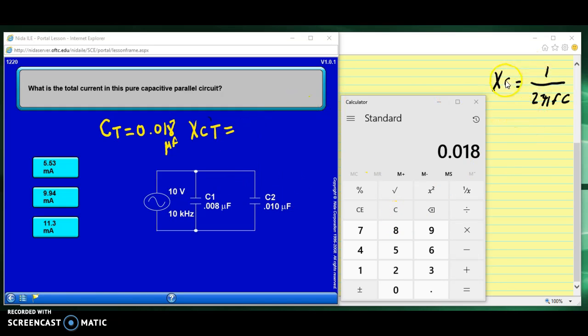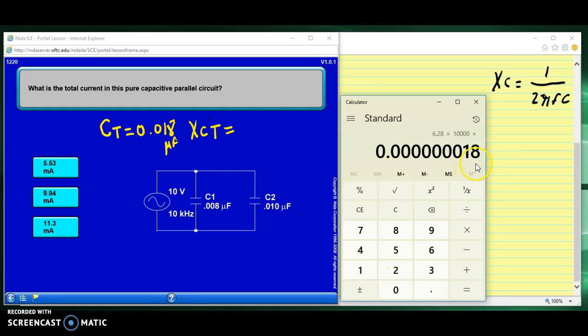We know that X of C is 1 over 2 pi times frequency times capacitance. So we've got our total capacitance. So let's do the math here now. 2 pi, 6.28, we've covered that a few dozen times, times frequency, which is 10 kilohertz, 10 kilo meaning 1,000, 10,000 times. Alright, so we got to put the first 6, 1, 2, 3, 4, 5, 6. Since this is less than 1 microfarad, 0.018.